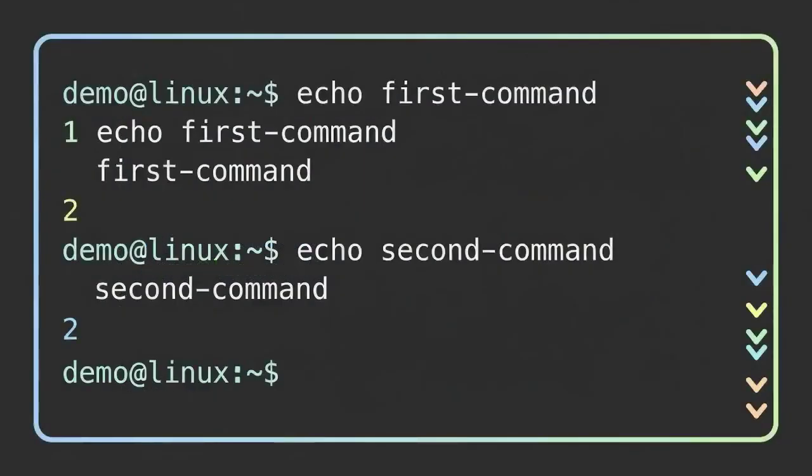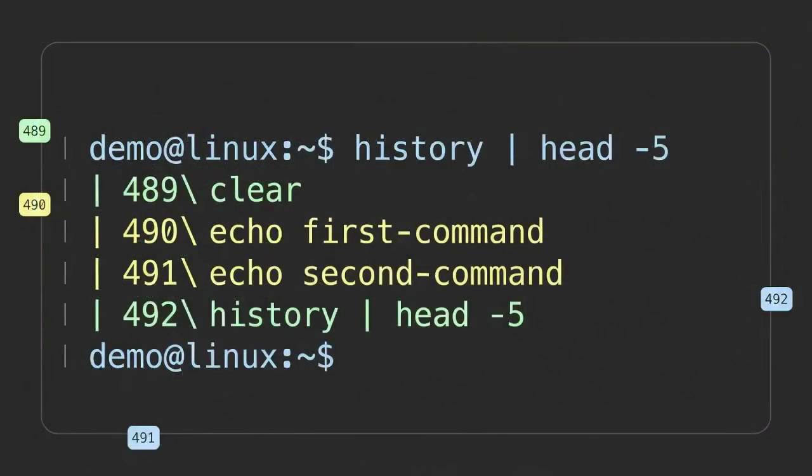Next, we run a second command. Echo second command prints its argument, and now Bash holds two entries in its history, the previous command and this one. Let's confirm what's actually in our history with this command. history | head -5 pipes the full history list into head -5, which grabs just the first 5 entries so we can see how Bash is numbering our runs.